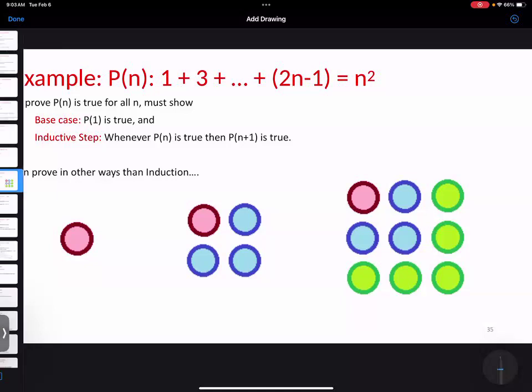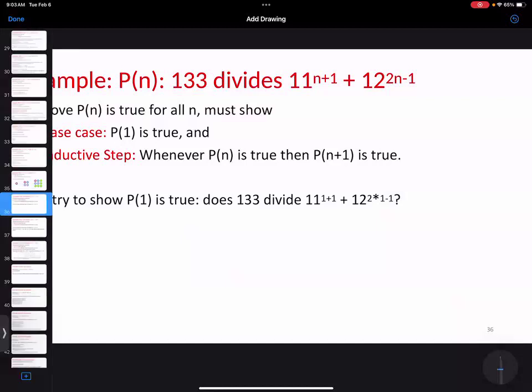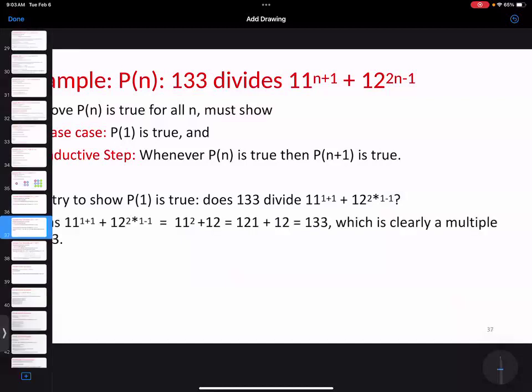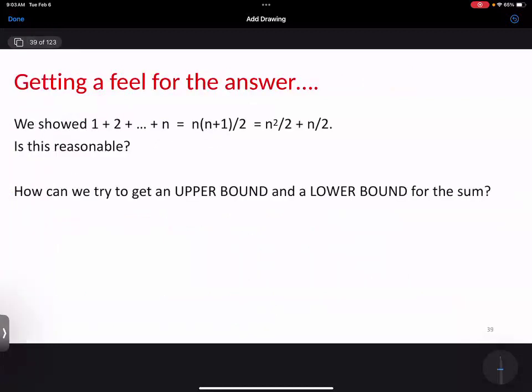So this is a nice one. All right. I won't go through the details of this one. I'll just leave this one. This is a little bit more difficult one. 133 always divides 11 to the n plus 1 plus 12 to the 2n minus 1. All right. So I'll leave this for you to think about. The solution is going to be in the slides. Just turn away your eyes for just a second. This way, just for the video, it's actually there as well.